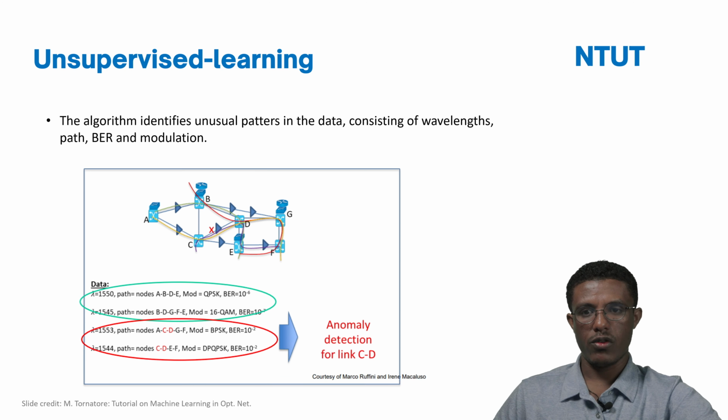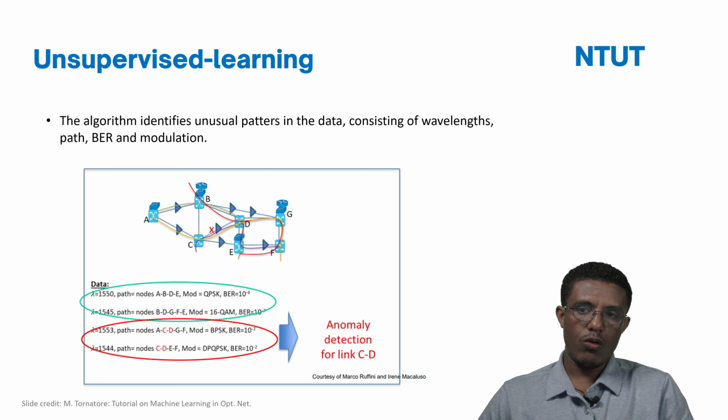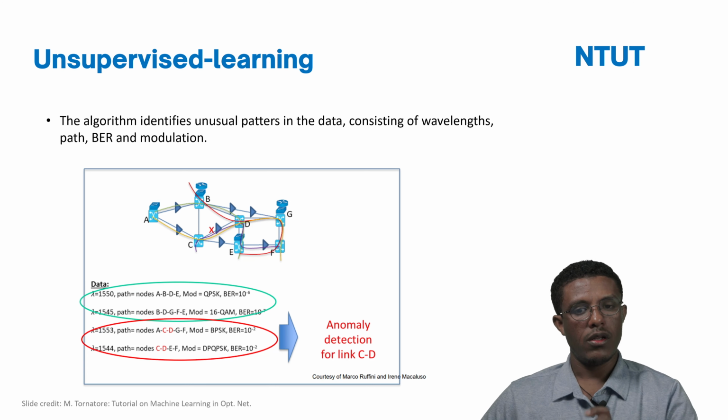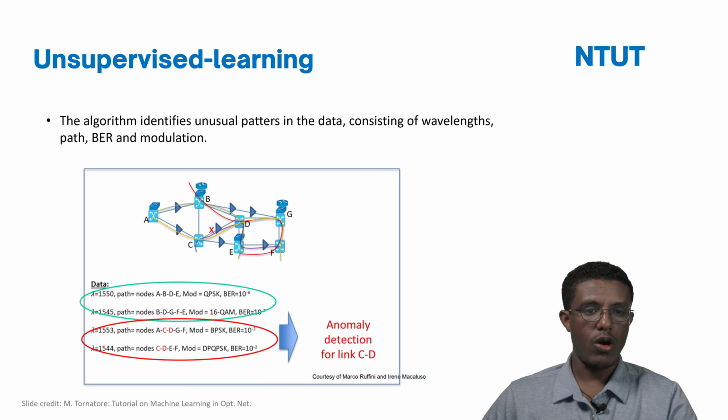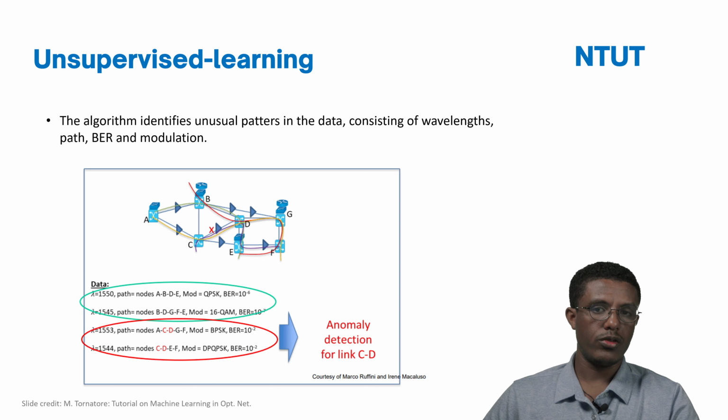The same thing for this one, which is more related to the previous: the algorithm identifies unusual patterns in the data. This is similar to anomaly detection. Unsupervised learning is also very important for anomaly detection, in order to identify in which area, or whether the data has an anomaly or not. This is one application of anomaly detection, where we commonly use unsupervised learning.